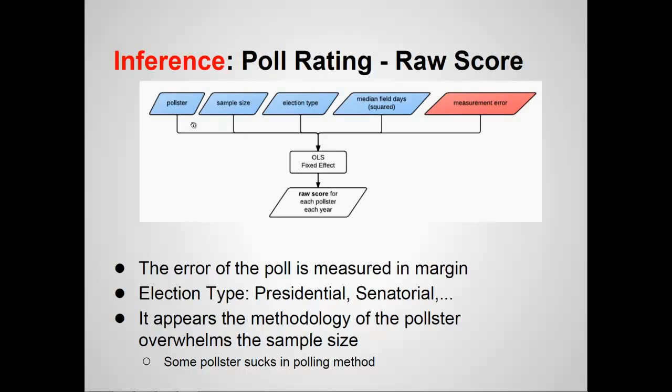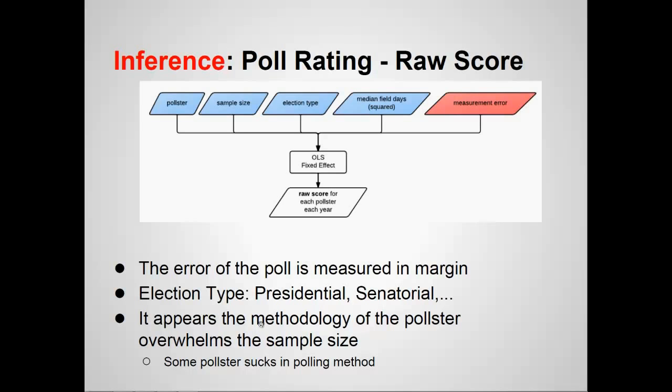So then, according to the model, you can predict what the measurement error is for a specific pollster, controlling for the sample size, what the poll is about, and how far away it is from the election. And we can repeat this process every year, so we can get a score every year.